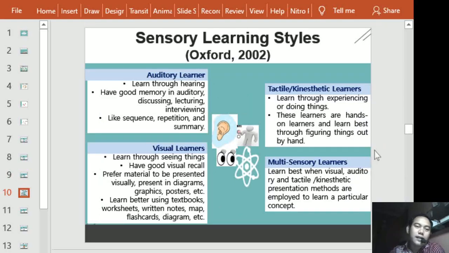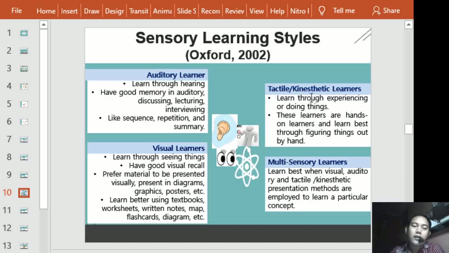And then the sensory learning styles. According to Oxford 2002, there are four types here. The auditory learners learn through hearing, have good auditory memory, and like discussing, lecturing, interviewing, sequence, repetition, and summary. Visual learners learn through seeing things. They have good visual recall and prefer material to be presented visually, in diagrams, graphics, posters, etc. They learn better using textbooks, worksheets, written notes, maps, flashcards, diagrams, etc.